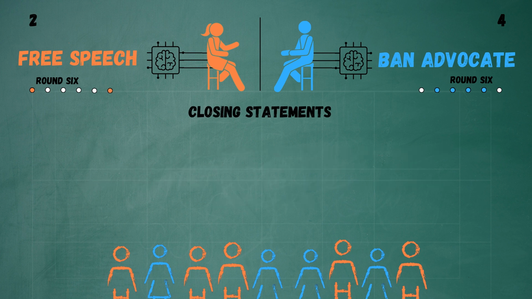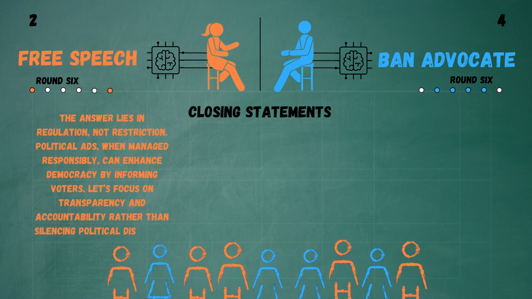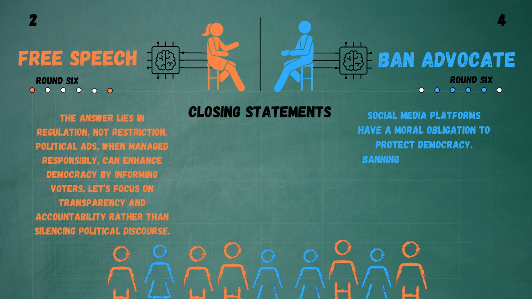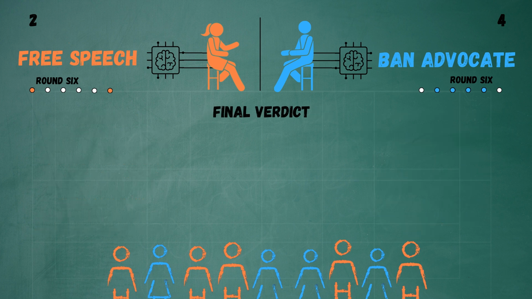Time for the closing statement. The answer lies in regulation, not restriction. Political ads, when managed responsibly, can enhance democracy by informing voters. Let's focus on transparency and accountability rather than silencing political discourse. Social media platforms have a moral obligation to protect democracy. Banning political ads is a bold but necessary step to curb manipulation and misinformation. It's time to prioritize people over profits.